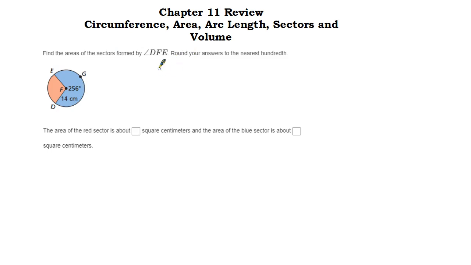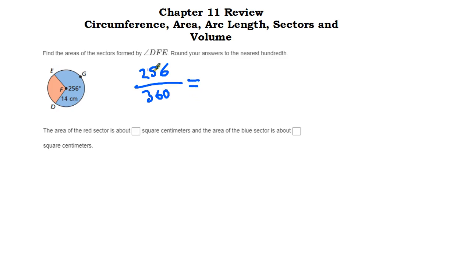And again, we're going to use a proportion. By the way, pause the video if you want to try it yourself before I explain. Okay, did you try it yourself? Here we go. I'm going to start. Okay, so the blue section is 256 360ths of the circle. That's what fraction of the circle it is.